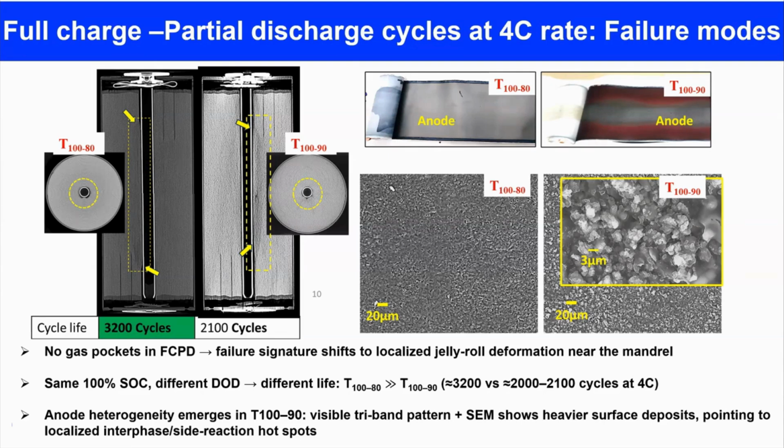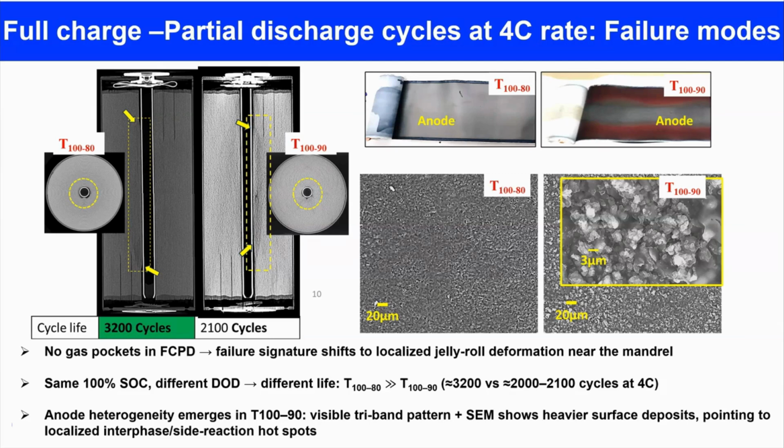We clearly investigated that the origin of this deformation is from the anode side, anode delamination and so on. Whereas in the 80 DOD test condition, the deformation as well as the gas pocket formations were not clearly identified. But when we carried out the DP analysis of the anode, the physical appearance of the anodes for the two test conditions is completely different.